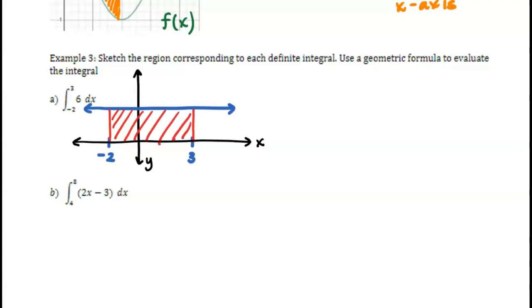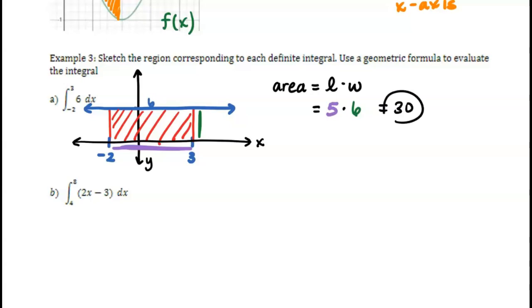which is a rectangle. And the area of a rectangle is equal to length times width. Looking across the base here, this has a length of 5. Looking at the height of this, how far tall this goes, remember, this line is up at 6. So this has a height of 6. 5 times 6 gives us a total area of 30.